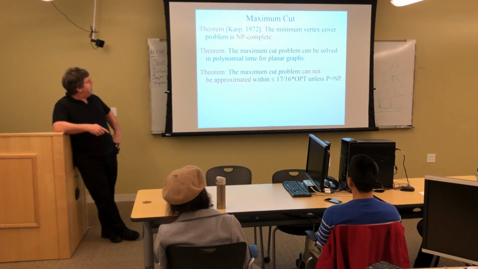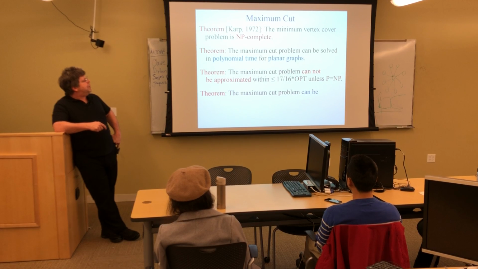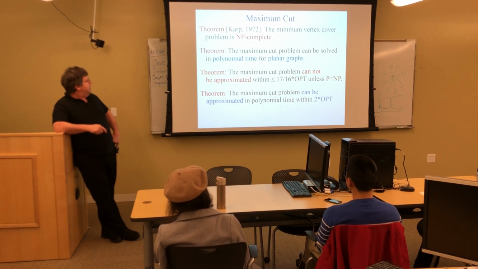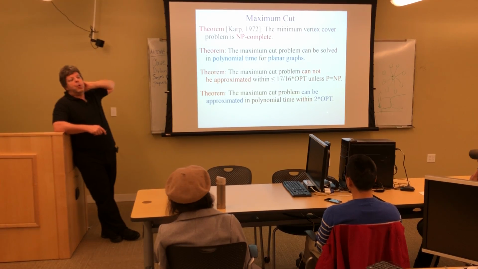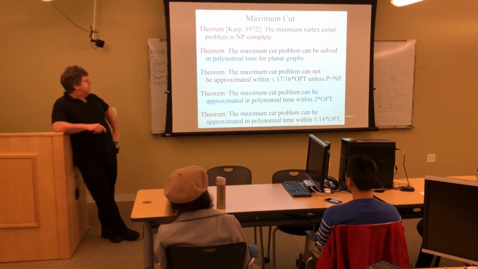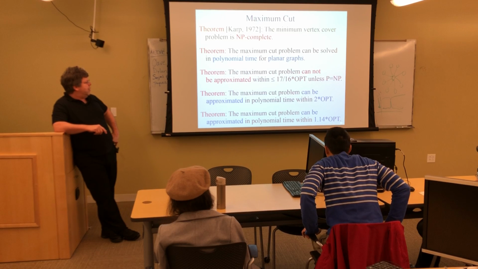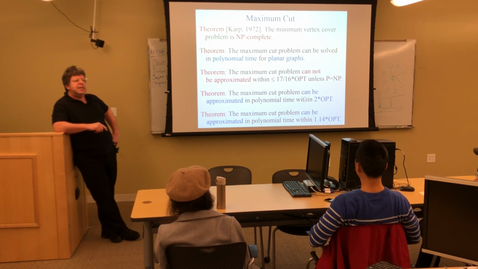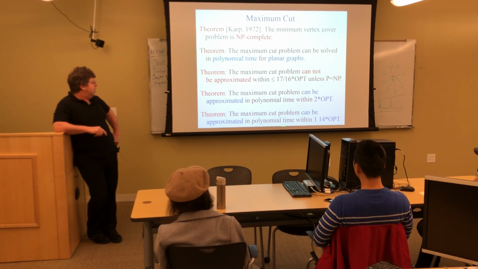Here the bound is looser, 17 over 16. Now, it turns out it can be approximated in polynomial time within a bound of no worse than twice. And that algorithm is pretty simple, and the proof is not that hard. We're about to prove that. Okay. It can also be approximated in polynomial time within 1.14. That's a separate result. We're going to show this easier result, two times optimal. But I'm telling you that this is a better result.